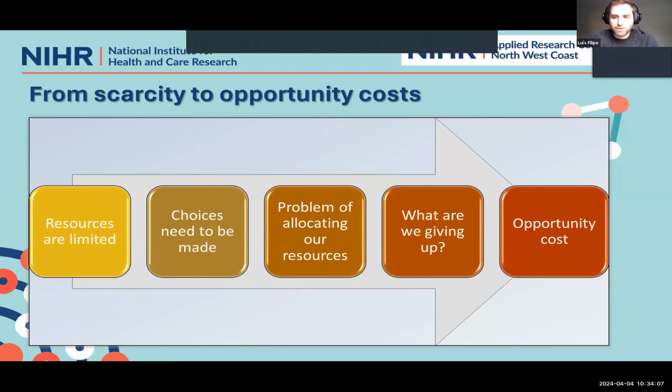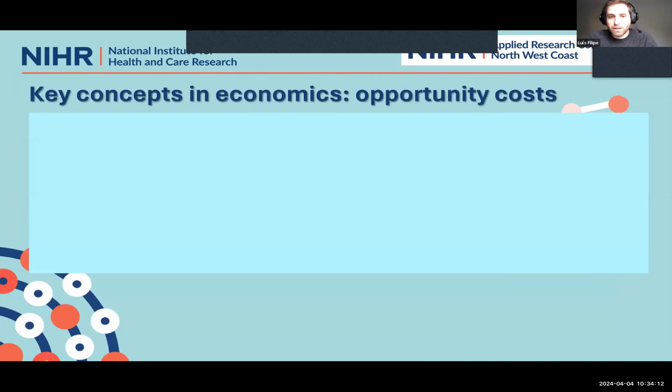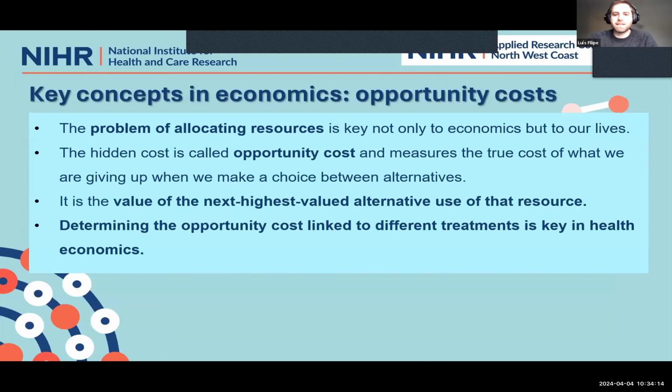So this leads us to this very important concept, which is the opportunity cost. And the opportunity cost is basically what are you giving up in order to make a choice. When you want something and you get something, what are you not getting? And if we need to define this opportunity cost, it is this one here. It is the value of the next highest valued alternative use of that resource.